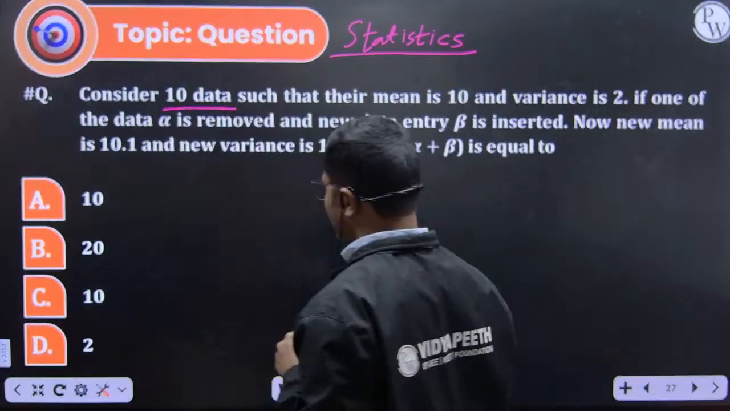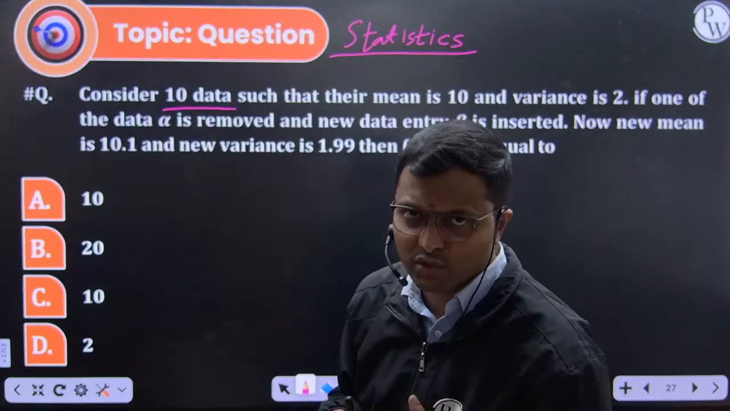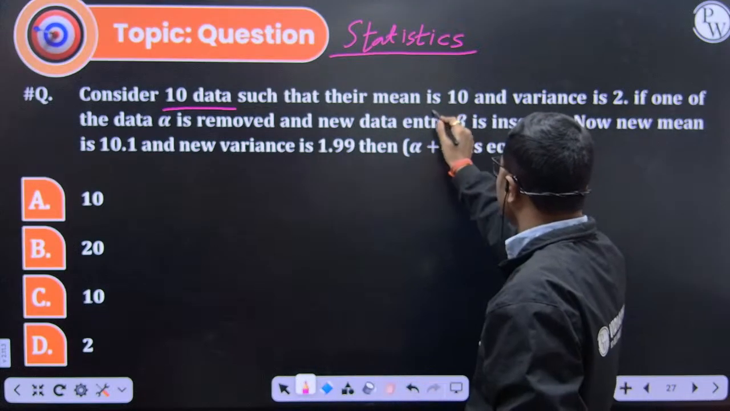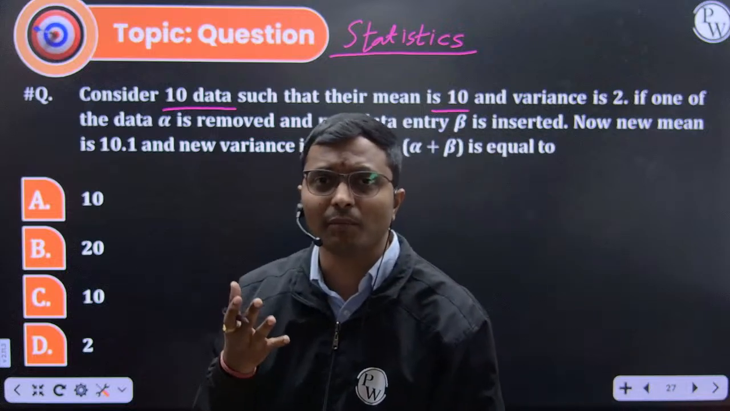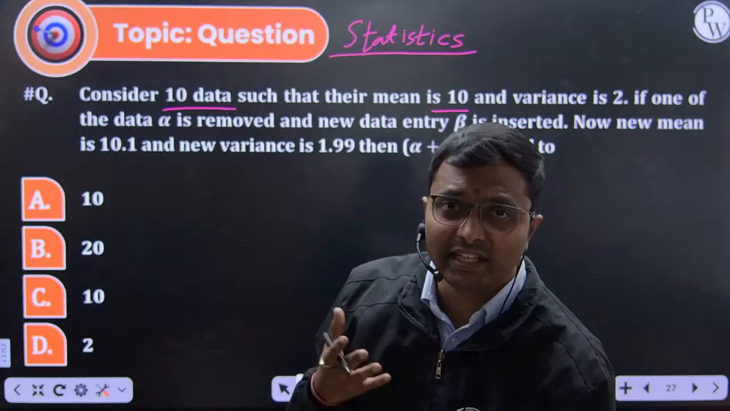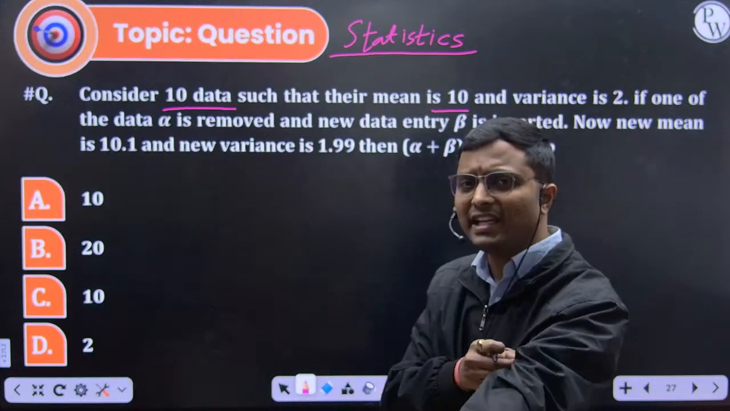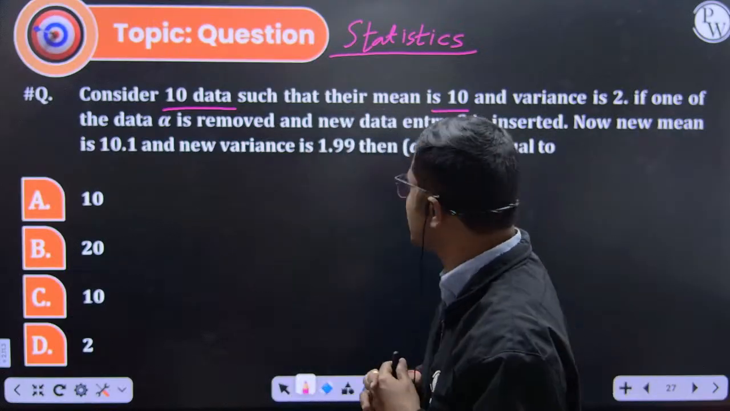Consider 10 data. That means 10 pieces of information, 10 values. Consider 10 data such that their mean is 10 and variance is 2. So that means we want the formula of mean and variance. We need to remember this basic formula, mean and variance in statistics. You know that mean and variance are very important topics in statistics.